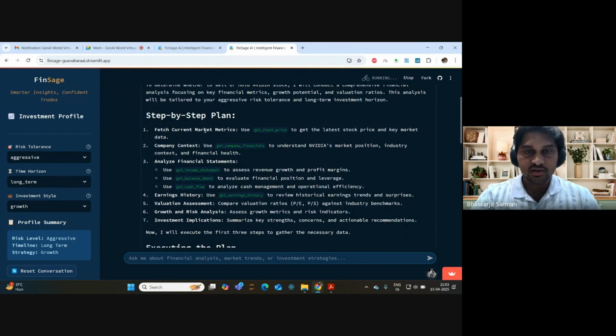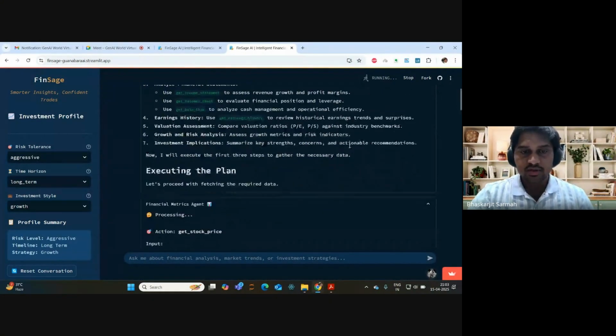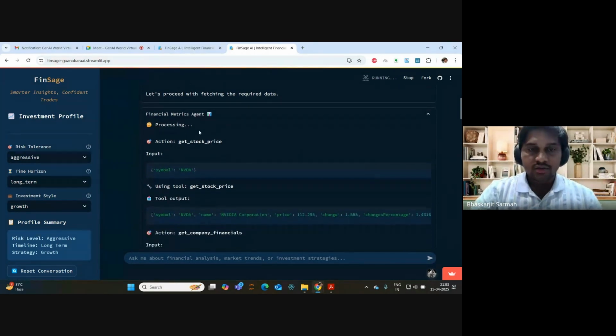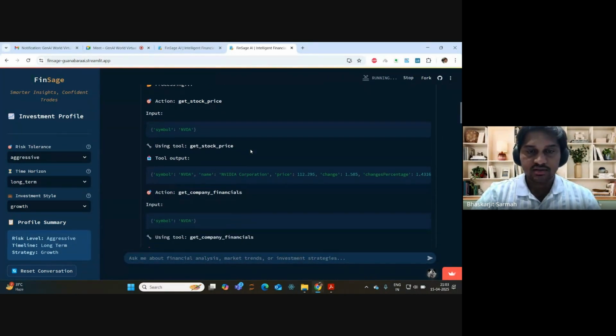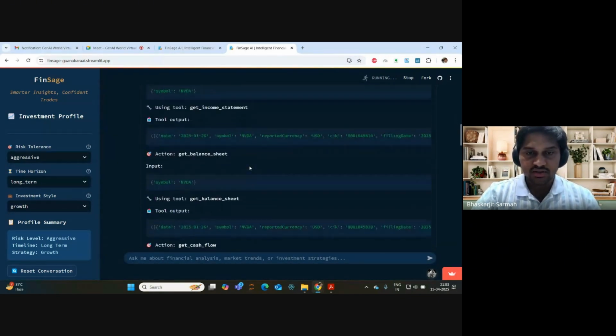Okay, we'll fetch the current market metrics using the get stock price function, then company context using the get company financial function, then analyze financial statements using the cash flow statement, balance sheet, and income statement. And again, we'll use get earnings history to review historical earnings trends and surprises. Based on this plan, it is now starting to execute the plan. It is taking action by calling these functions: get stock price, then company financial, and then get income statement, etc.